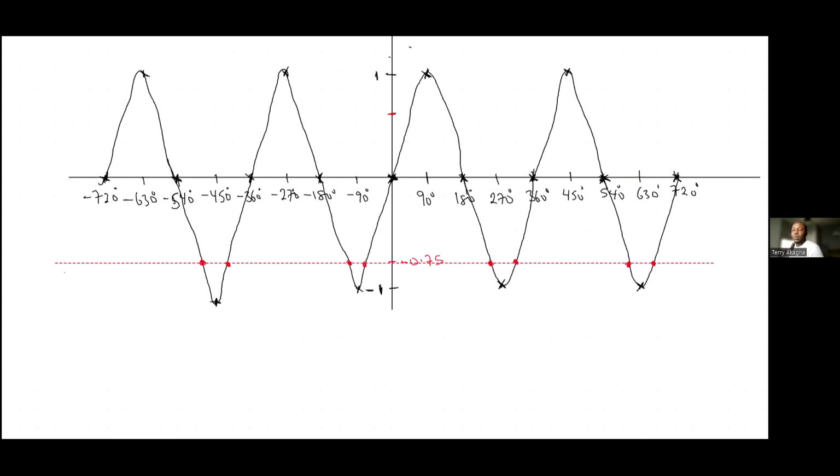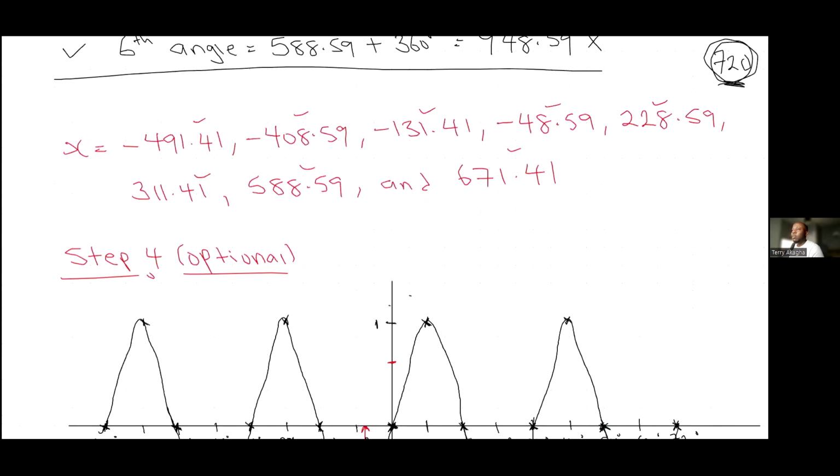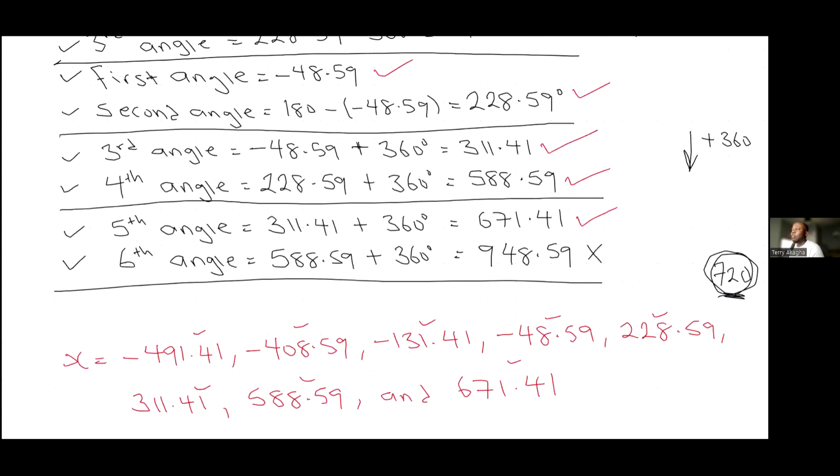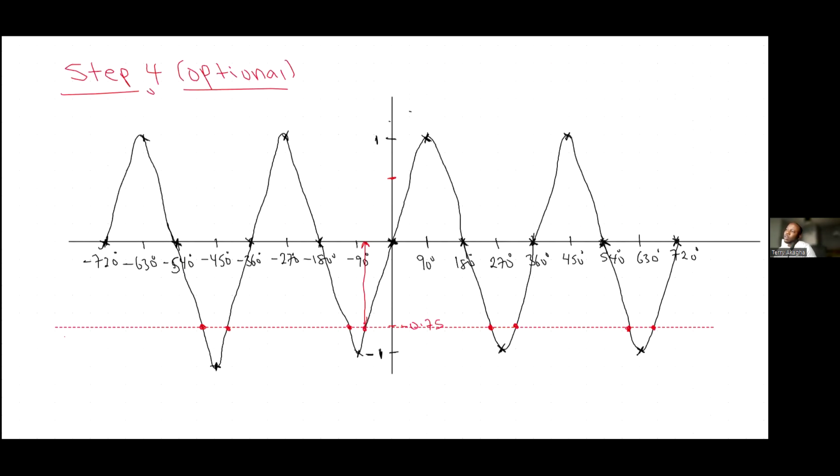Now, remember I told you that where it touches first is the principal value. So now if you look at it here, the principal value is going to be this one here. So this is the principal value, and we had it, the first angle was minus 48 point what? 59. So this was the first one. It's going to be minus 48.59.